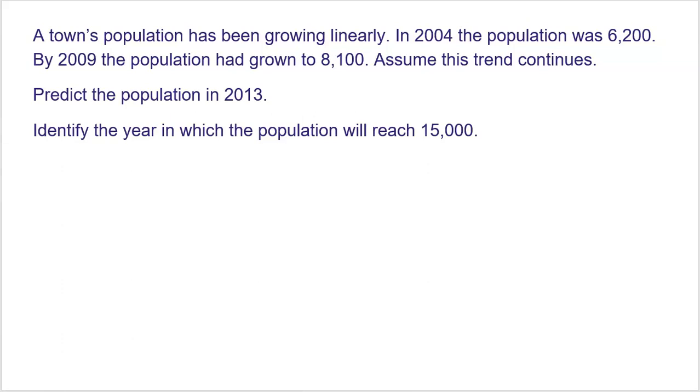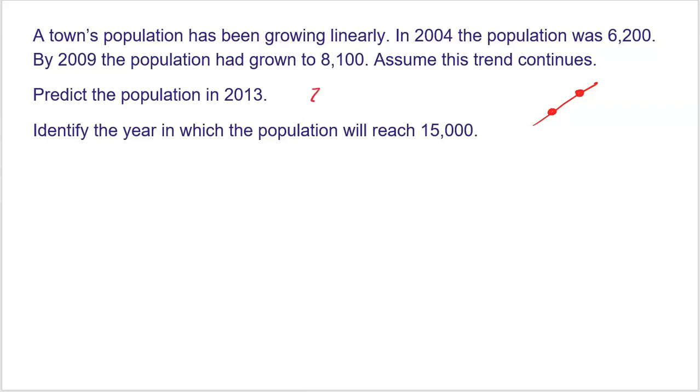All right, so the first thing we have to do here is create 2 points. We know this is linear, right? So we know we're increasing here. So we need to find 2 points on this population trend line. So the first point we know is 2004, the population was 6,200. 2009, 8,100.